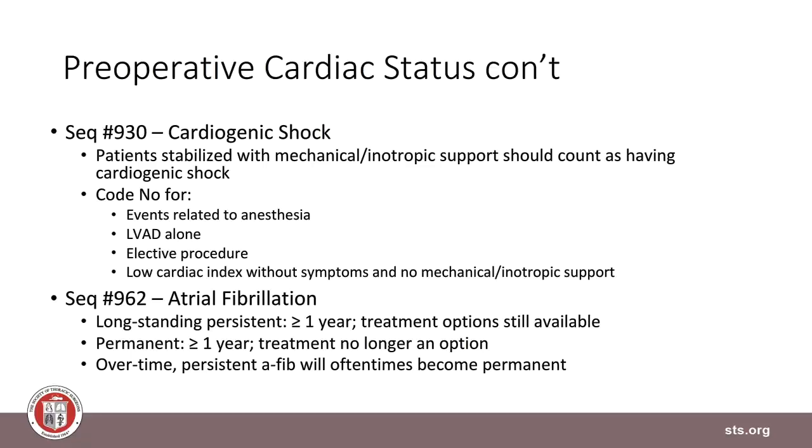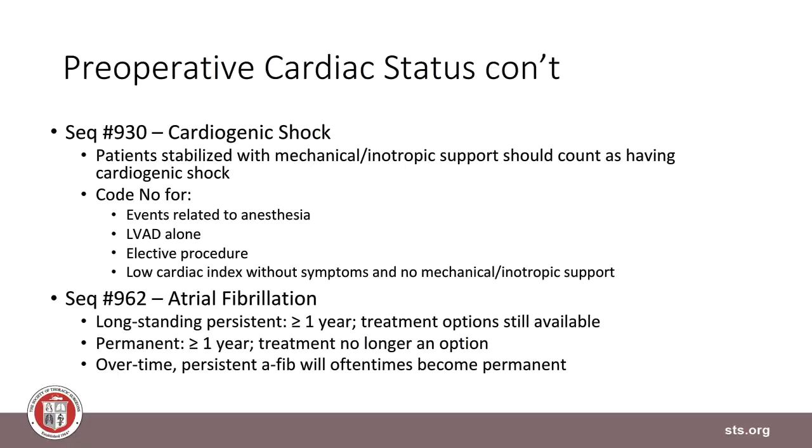Atrial fibrillation, sequence 962, added 2 options to the type of atrial fibrillation that require clarification: long-standing persistent and permanent. The difference between the 2 forms is the impact treatment options have on returning patients to a normal rhythm. Long-standing persistent is continuous atrial fibrillation that has lasted longer than 1 year and responds to treatment such as ablations and medications. Permanent atrial fibrillation is continuous atrial fibrillation that has lasted longer than 1 year, in which treatment options are no longer an option as determined by a physician.